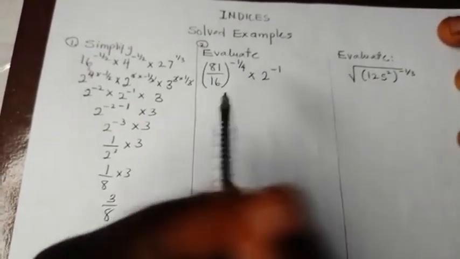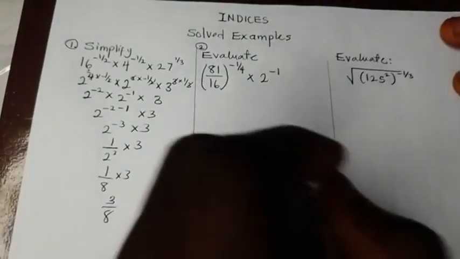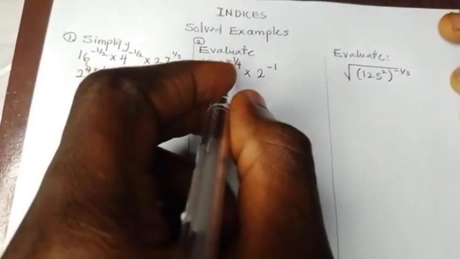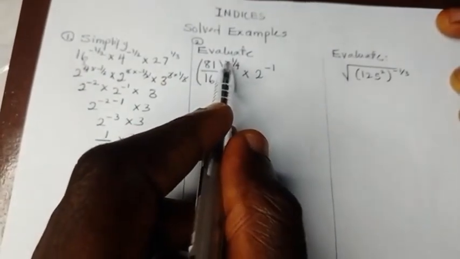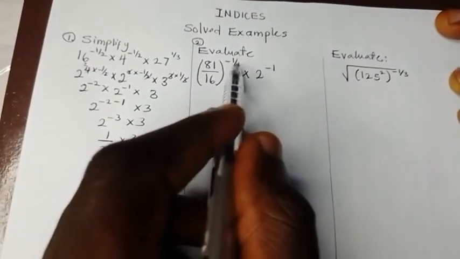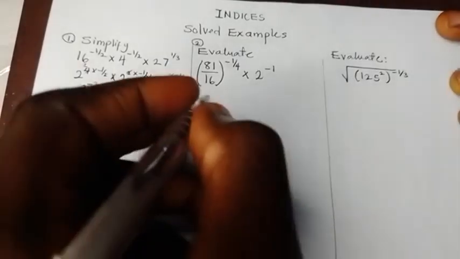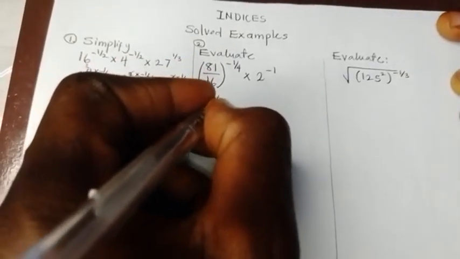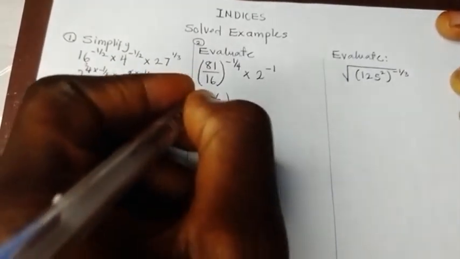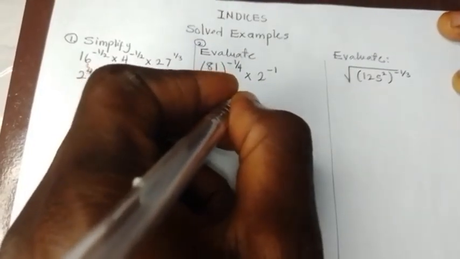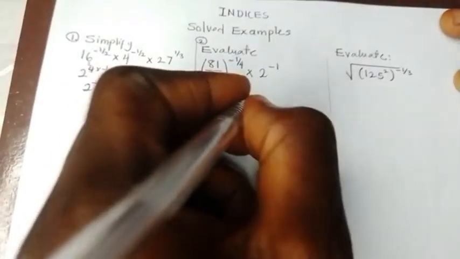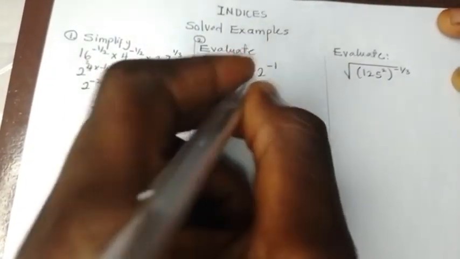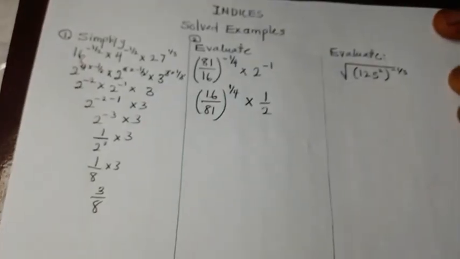Now, let's move on to number 2. Also, if you have watched our previous example, I've told you that whenever you have a negative power, you can quickly flip whatever is in the bracket such that this becomes 16 over 81, and our negative power there is gone. It now becomes ordinary 1 over 4. Then multiplied by 2 raised to the power 1, which is the same thing as 1 over 2.